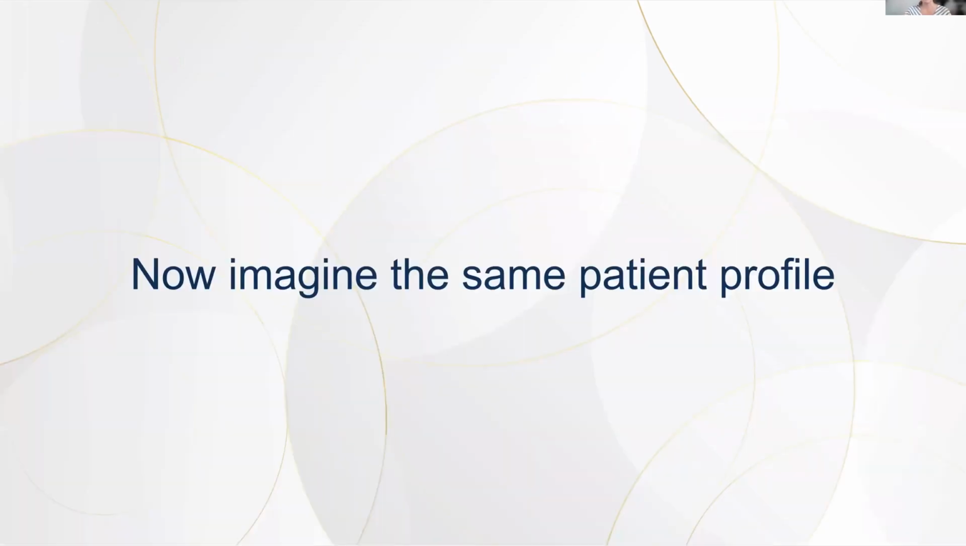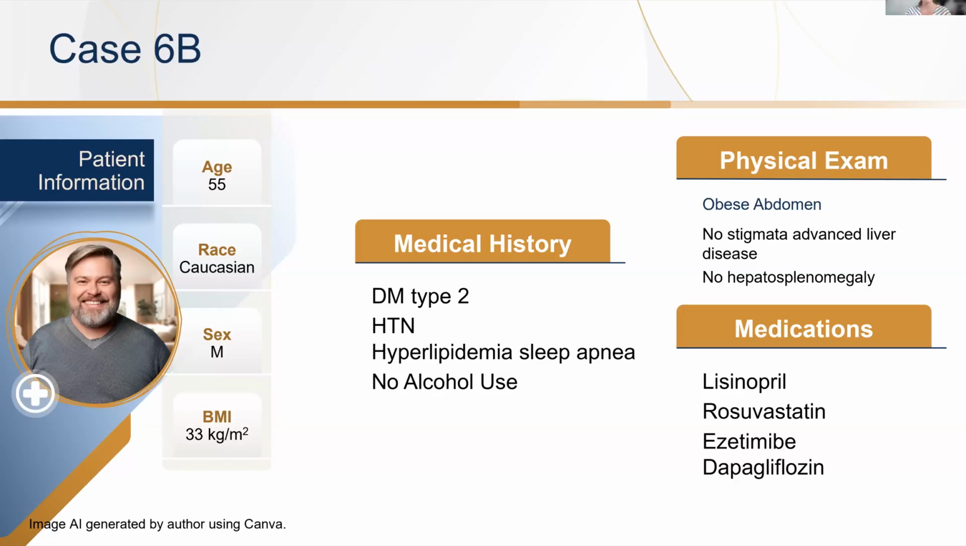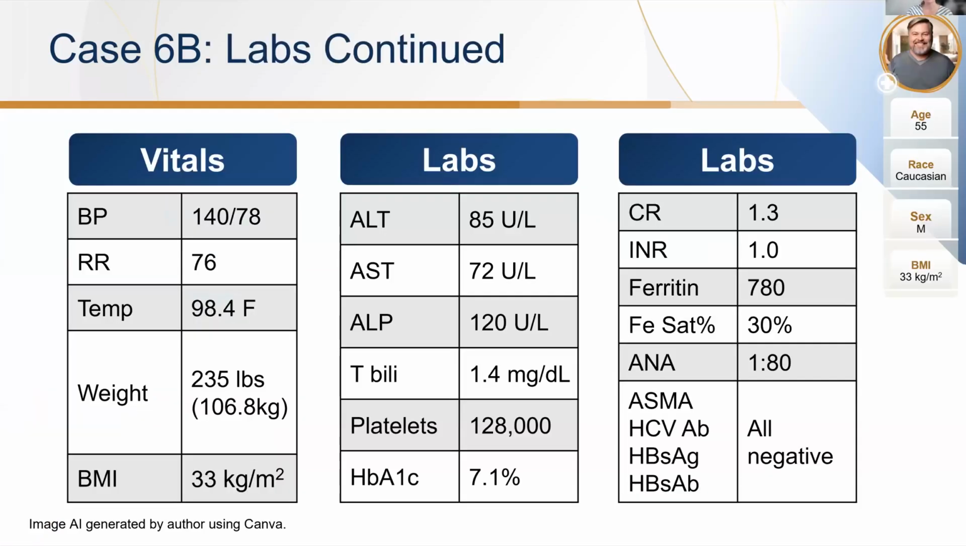All right. So let's take our same gentleman, Sam, and let's add some tweaks to his case. So we're going to start with the same guy. Remember, he's 55. He's male, BMI of 33, same past medical history, same physical exam, same meds.